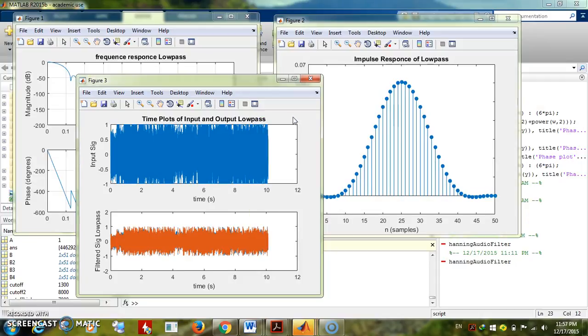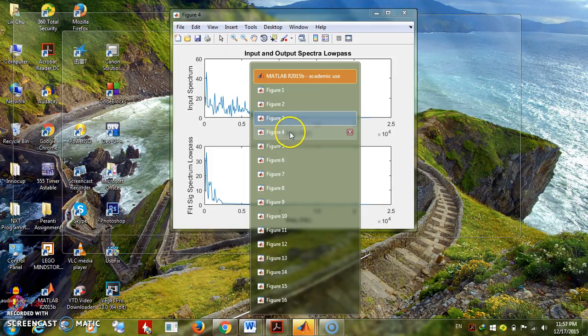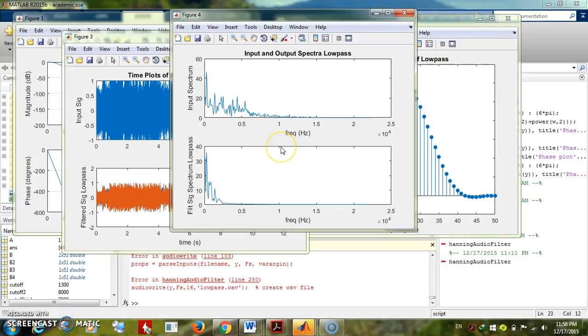Okay, for the third graph, at the upper, the input is the real input, and at the bottom, after we filtered. And for the last graph, this is the graph for input and output spectra low pass. As we know, for a low pass filter, it will take the frequency before the cutoff frequency.